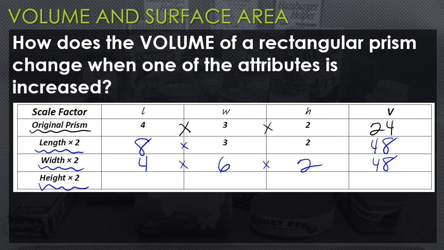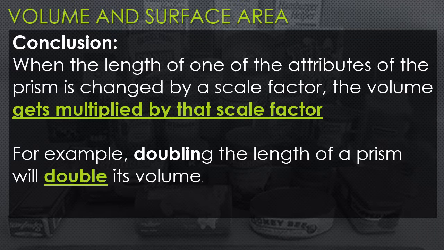And what happens if we did the height times 2? So our height times 2 would be 4. And then let's rewrite our other attributes based off the original. So now we have 4 times 3 is 12, times 4 is 48. And so something we notice here is that if we multiply one of our side lengths by 2, it's going to double our volume.